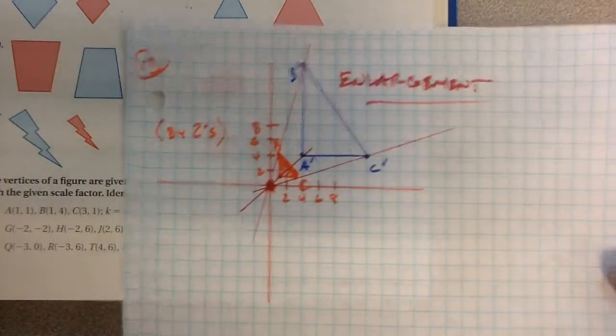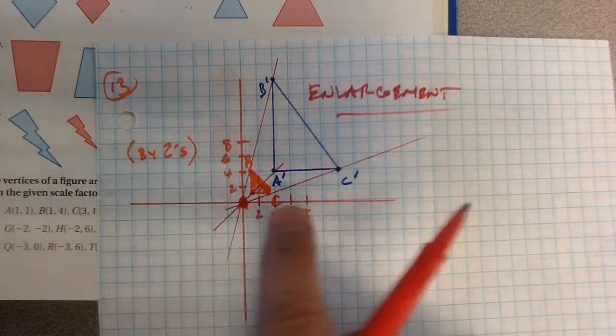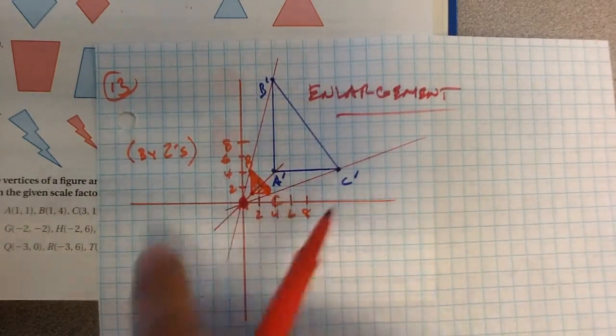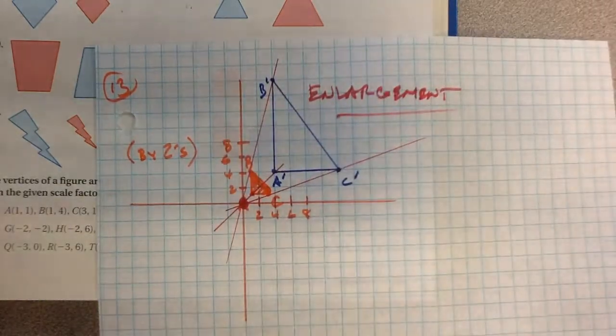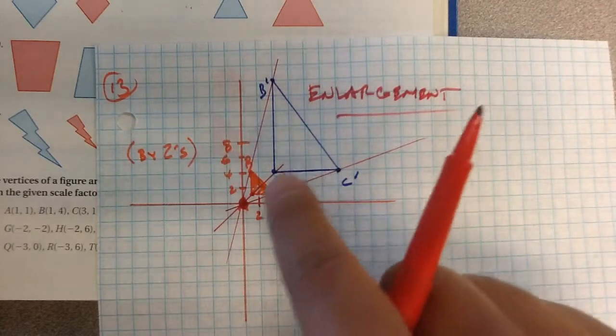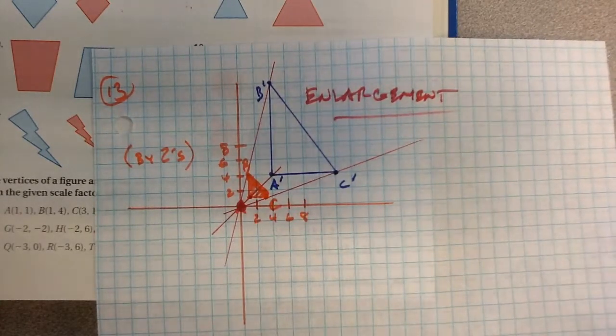Okay, so that's number 13 finished. Okay, you graph your shape, you look at the scale factor by which you enlarge things, you multiply those coordinates by that scale factor, it gives you the location of the new shape, and the new shape should be proportional and similar to the original. Okay, so that's number 13.